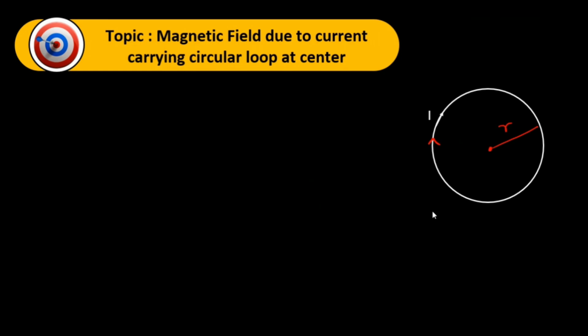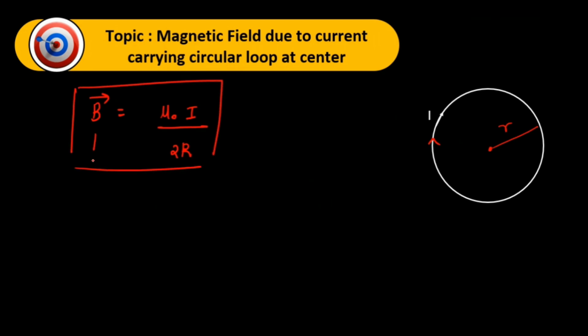So what we can see here is that the magnetic field due to the current carrying wire must be represented by vector B like this, and it equals mu naught times current by 2r. That is the magnetic field due to a current carrying loop at its center.